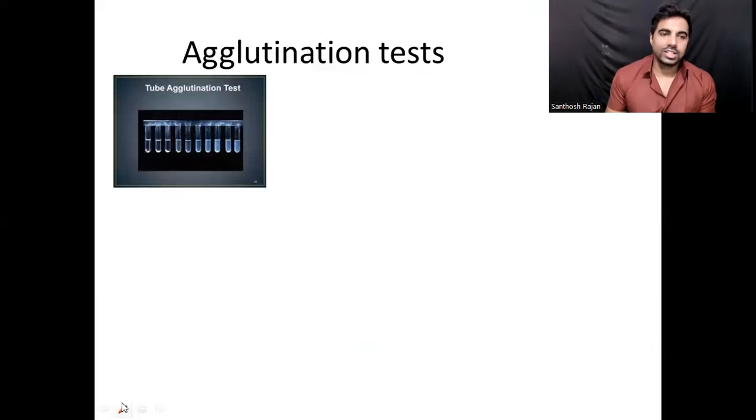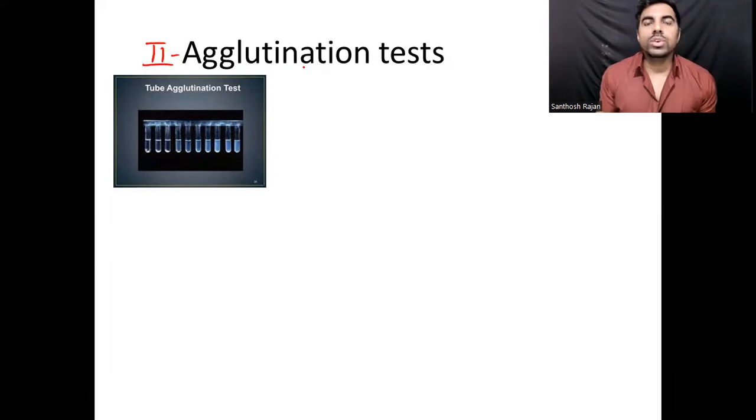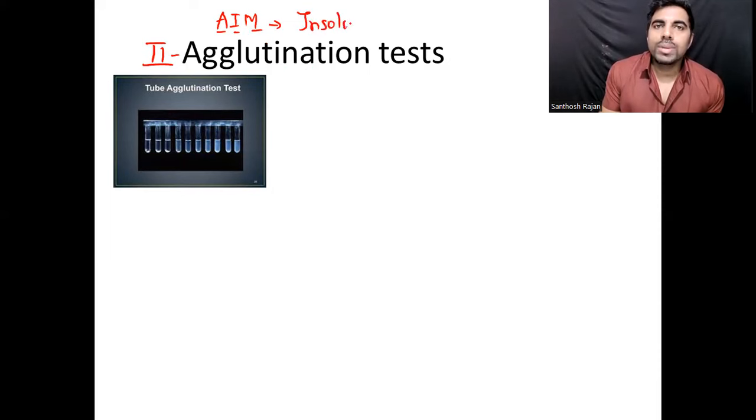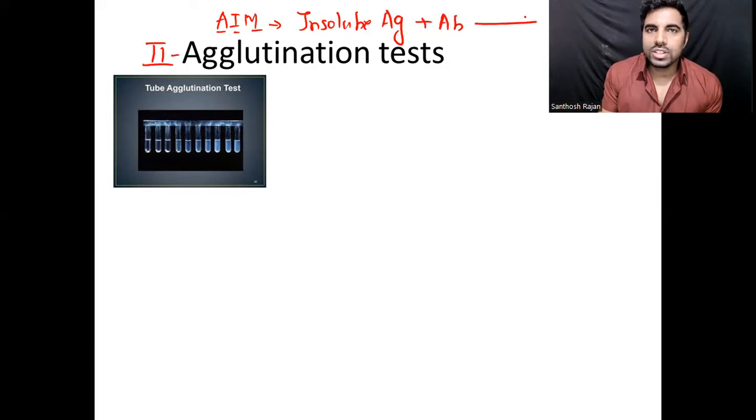Agglutination test now. The second test is the agglutination test. You know that agglutination is also very, very important. A lot of questions are being asked from agglutination also. Second part, agglutination. So, agglutination, what's the definition? Again, here the shortcut is AIM. Okay, A for agglutination, I for... When you mix an insoluble antigen with an antibody in the presence of the proper pH, proper temperature, proper NaCl, what do you get? You get agglutinates.